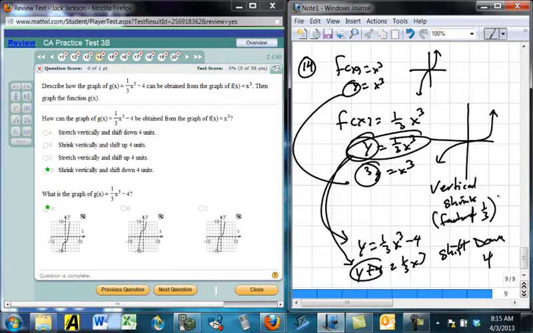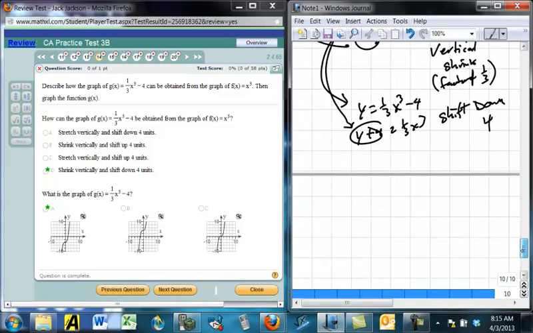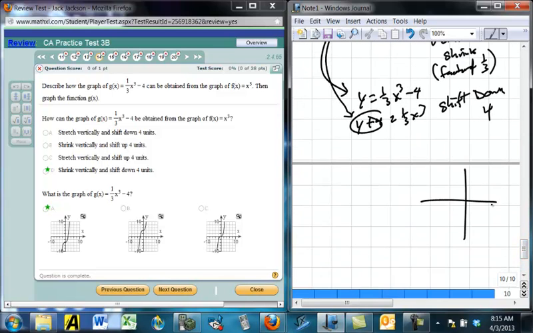And so we take that last graph now and simply shift it down. So it should be down here. This should be at -4, 0, -4, and it should look something like that. And so there, A is the only one possible there.